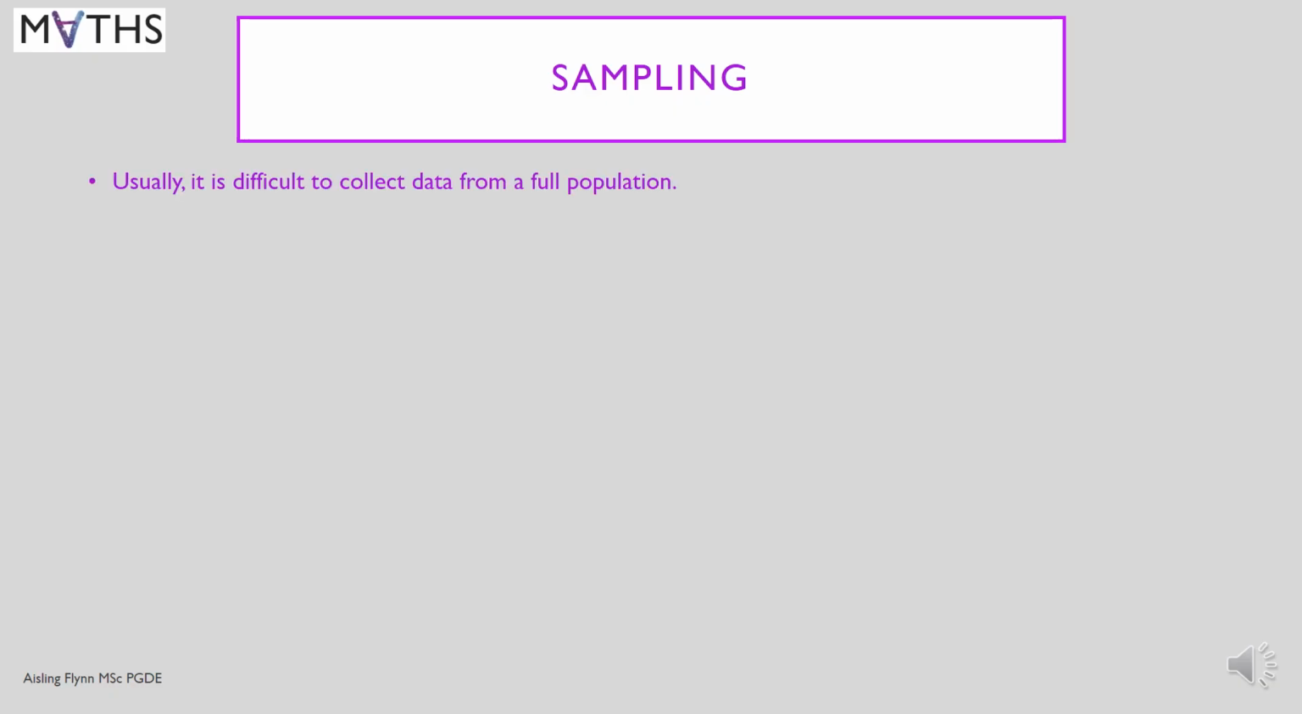Sampling. Usually it is difficult to collect data from a full population. So if you were interested in studying the citizens of a given city, it would be very difficult to ask each individual citizen your question. So you would choose a sample instead, a selection, a smaller group of the population.